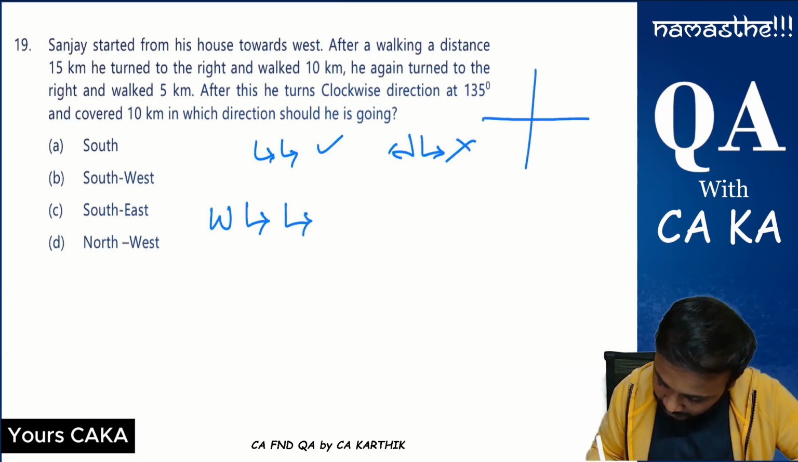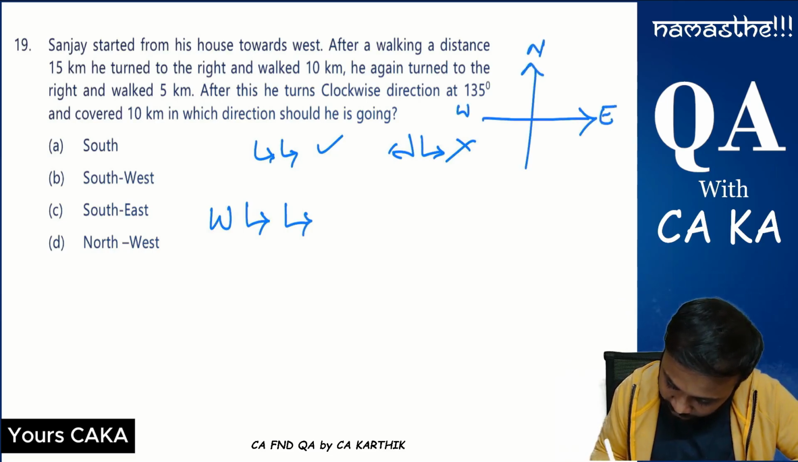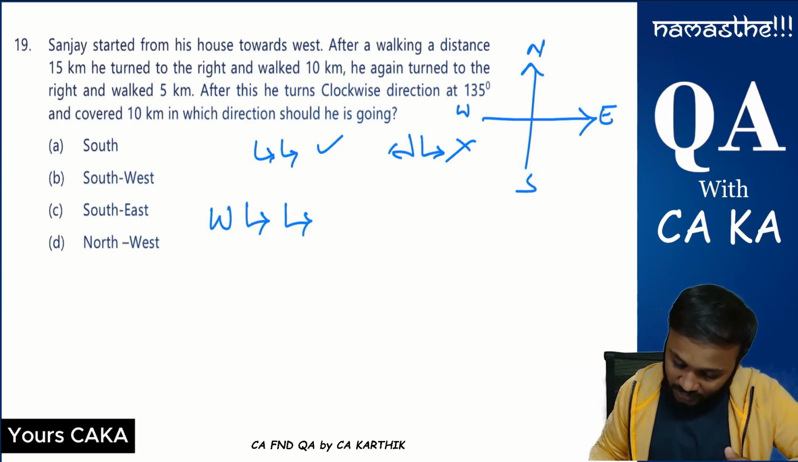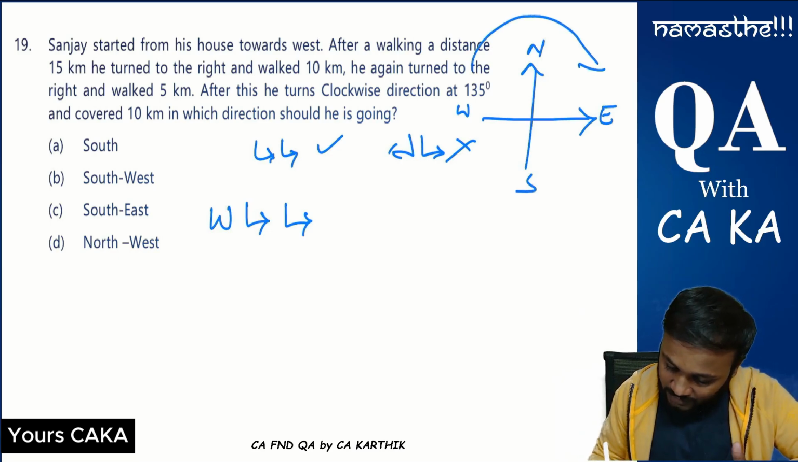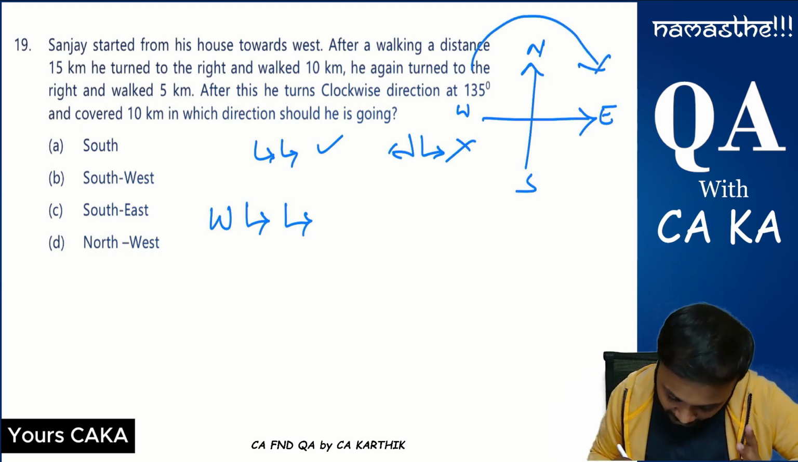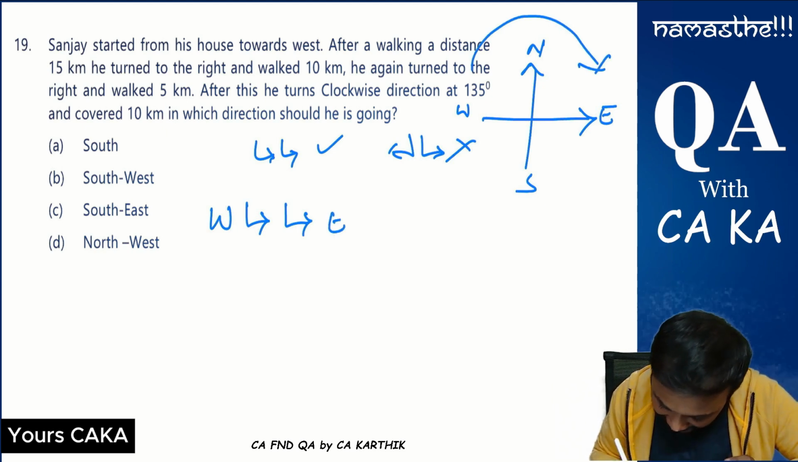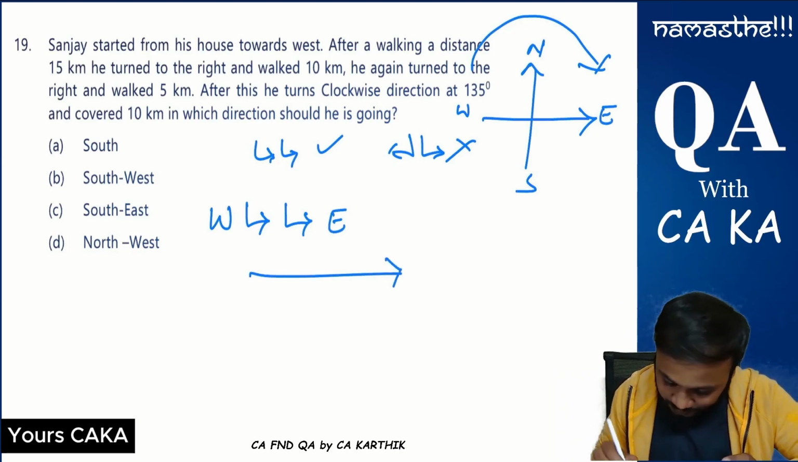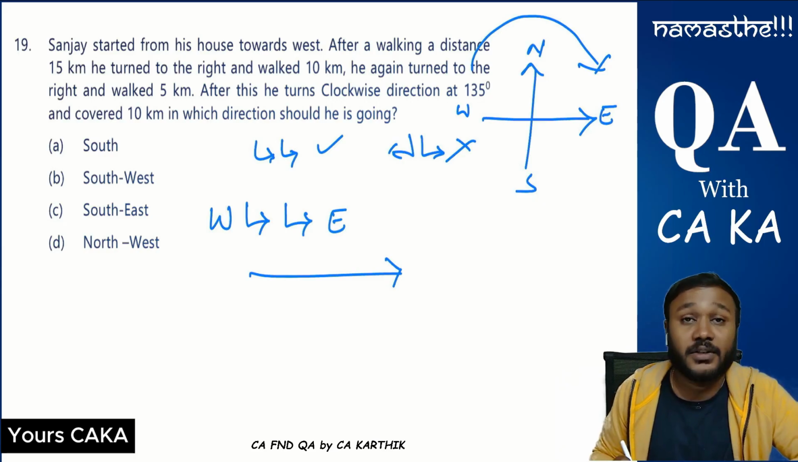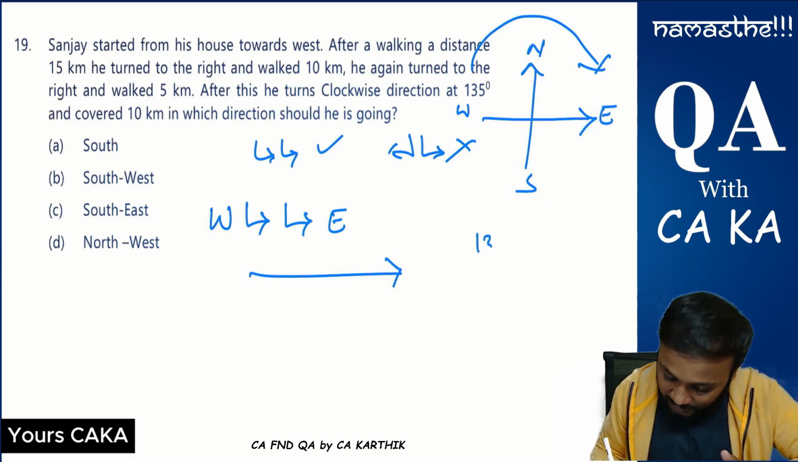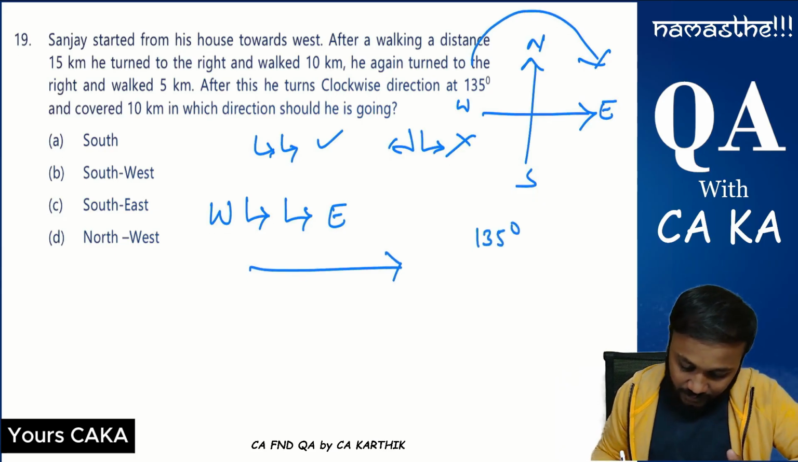So first, in any such question, east, north, west, south: you need to remember this always. So from west, he traveled in a clockwise direction, turning right two times. So he is in the east direction. After that he turns clockwise by 135 degrees and covers 10 kilometers.